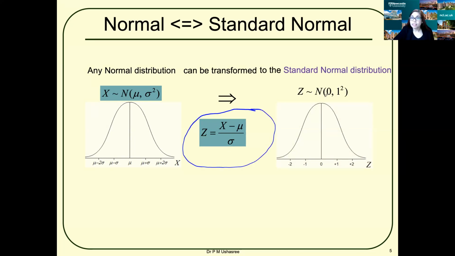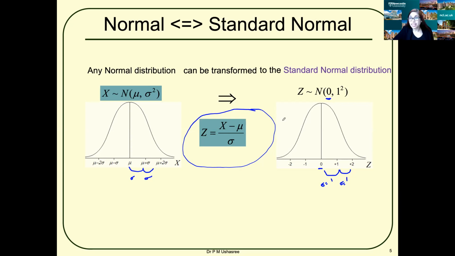Remember, for the standardized normal distribution, the mean is always 0 and the standard deviation is always 1. Whereas here, for the original normal distribution, the standard deviation is sigma. So that is the difference.